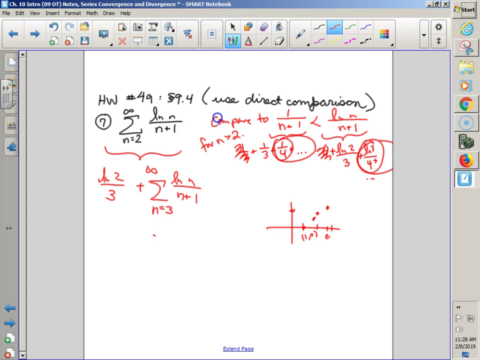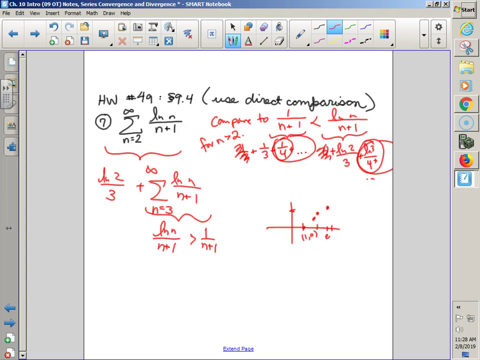Now I can say compare. Oh, hey, ln of n over n plus 1 is going to be greater than 1 over n plus 1 for this series. Does that make sense? So then I can go ahead and do my direct comparison, saying, oh yeah, if that's always greater than that, then we can go ahead and do the direct comparison. Since that diverges, that plus a divergent plus a constant diverges, I'm done.